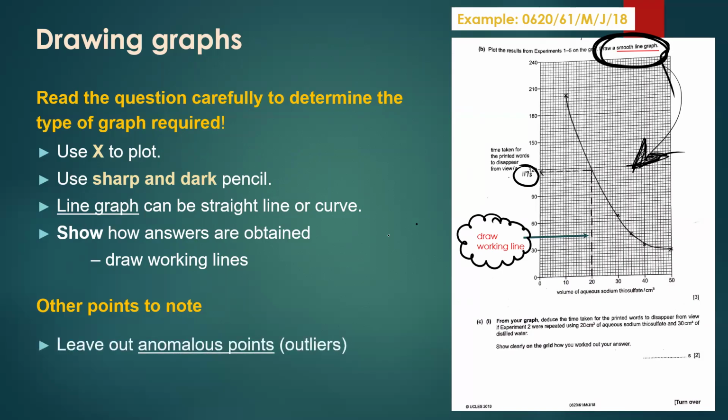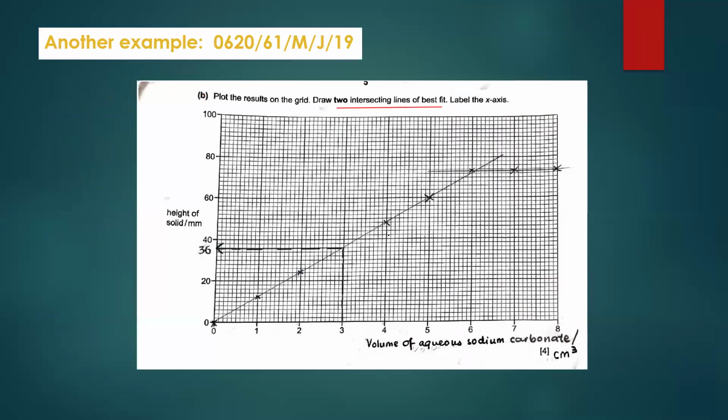Other points to note: leave out anomalous points. Bar chart: if there's a bar chart, leave space between columns, and very rarely a bar chart comes. Two intersecting lines: draw two intersecting lines of best fit.